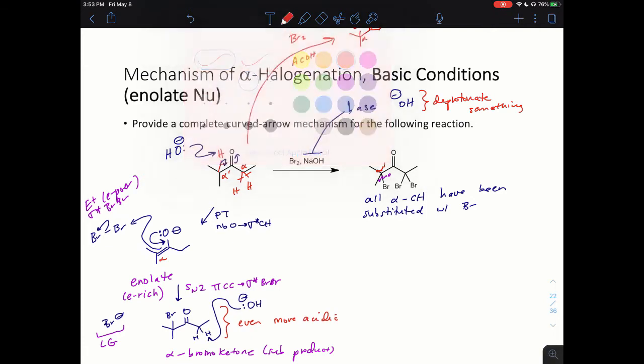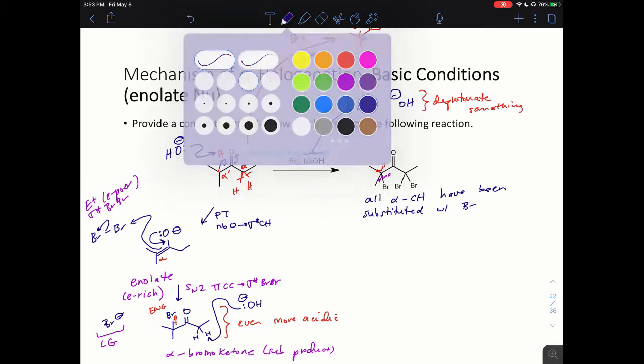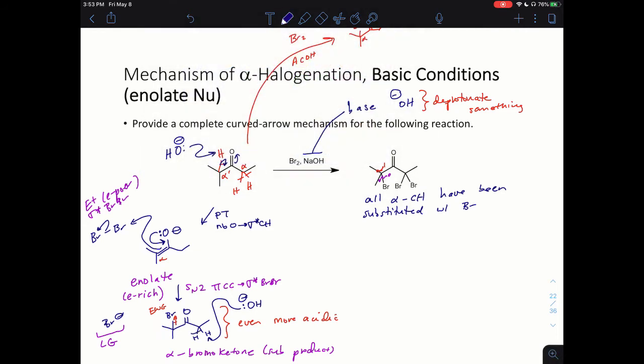Bromine is an electron withdrawing group. It's a halogen. It's electronegative. It's pulling electron density through the sigma framework. That is going to stabilize the conjugate base. That will stabilize the enolate. And so it makes the acid more acidic. So this is even more acidic. You cannot stop it from reacting. This is not something that we can prevent. It's even more reactive than starting material that hasn't reacted yet.